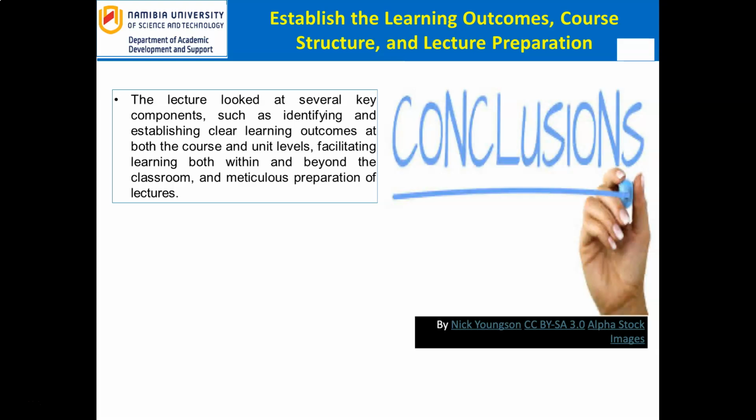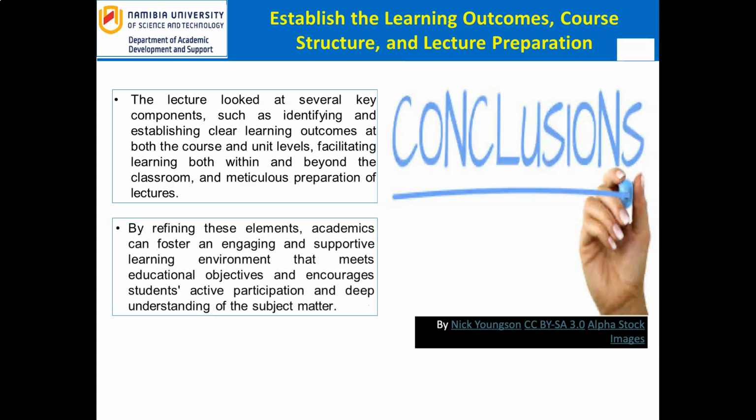In conclusion, the lecture looked at several key components, such as identifying and establishing clear learning outcomes at both the course and unit levels, facilitating learning both within and beyond the classroom, and meticulous preparation of lectures. By refining these elements, academics can foster an engaging and supportive learning environment that meets educational objectives and encourages students' active participation and deep understanding of the subject matter. This holistic approach ensures that students are well prepared for future challenges and promotes a culture of continuous learning and improvement.